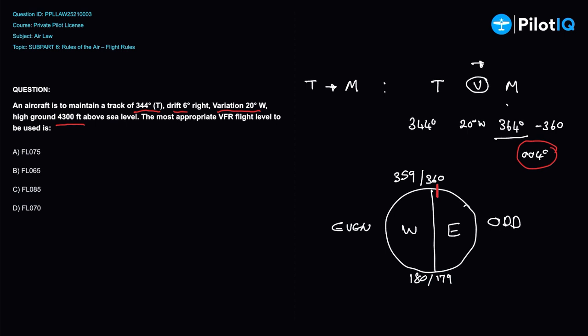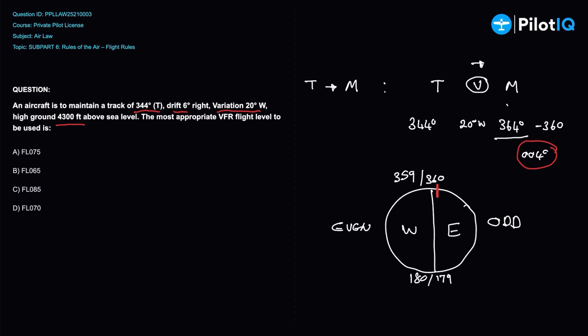Now you also might be wondering why I did not factor in drift. Drift is only going to affect your heading, and like we said earlier, the semicircular rule is only based off of the track. Because the question has already given us track, we do not need to correct for drift. And that's why we did not apply it in this question.